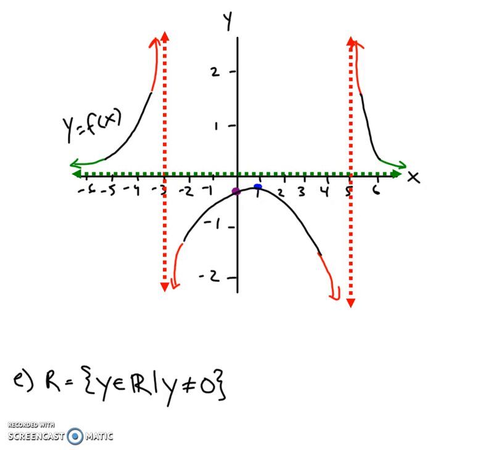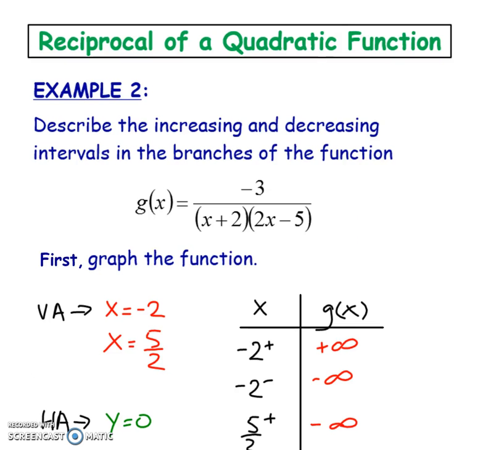Let's try another example. Okay, so this one's going to ask us for increasing and decreasing slopes. Okay, we're going to have to do the analysis again. Oh, look, they actually factored the bottom for you, so that makes it easier to figure out your vertical asymptotes. All right.